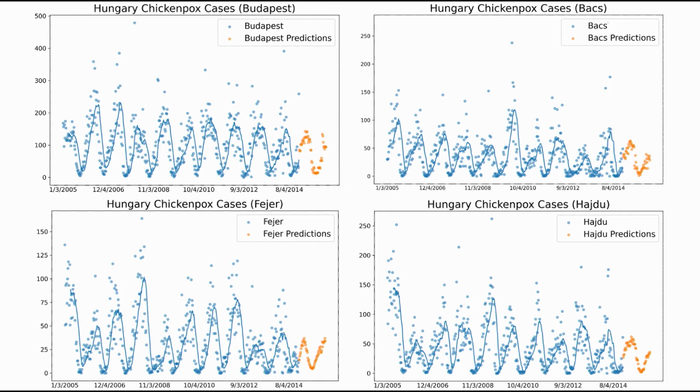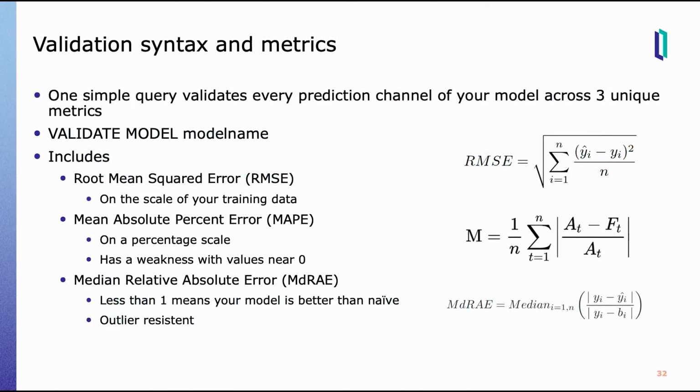But how do we really know? I mean, it looks great, in my opinion. But how do we actually know? How do we quantify if it's actually any good? For that, we have validation. So for every provider supported, IntegratedML will generate 3 validation metrics, all with a single simple query. That's just validate model followed by the model's name. And then everything else happens without you thinking too much about it.